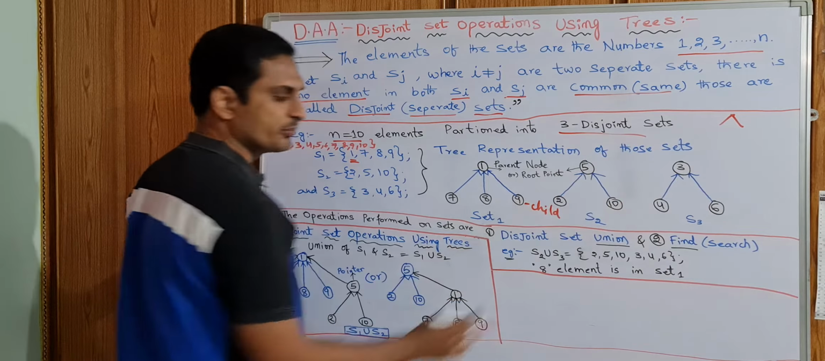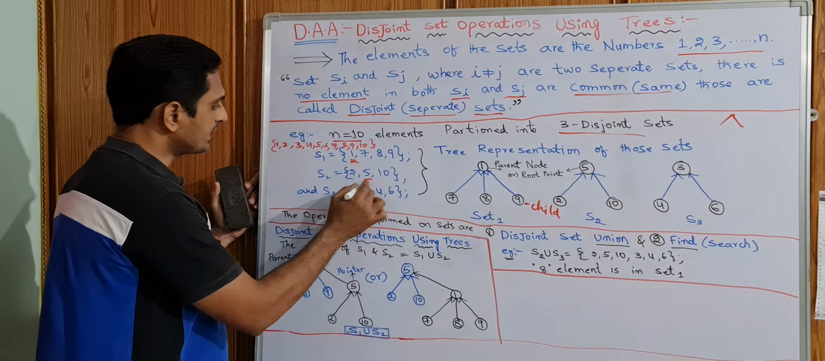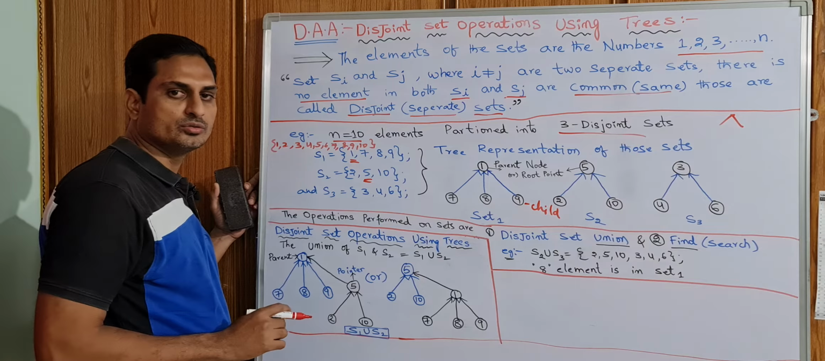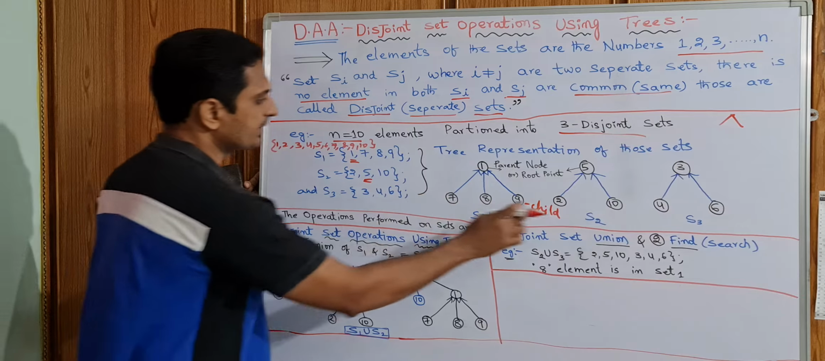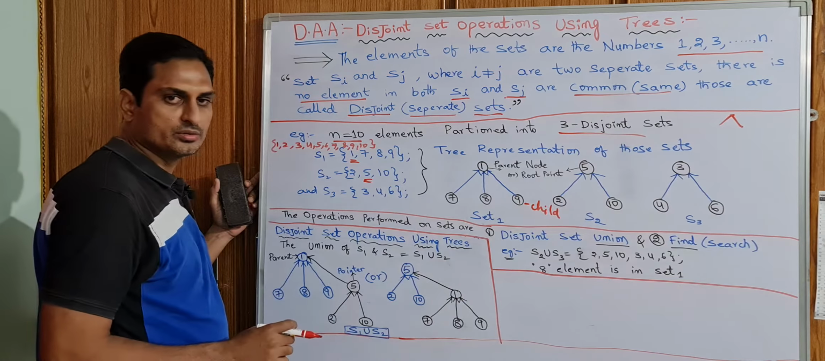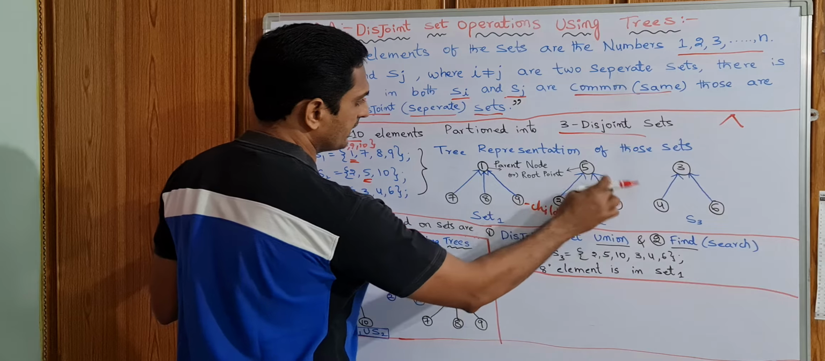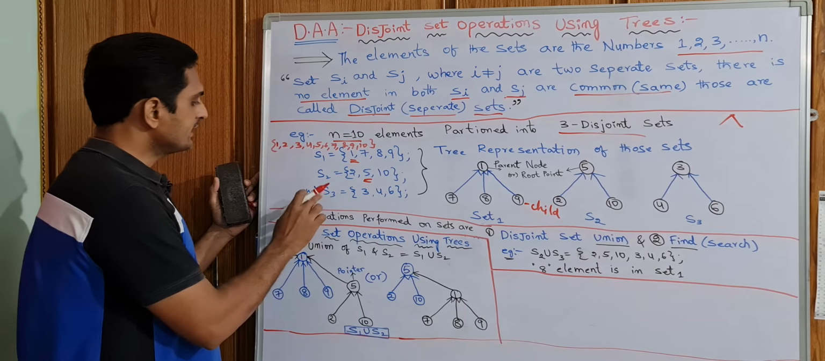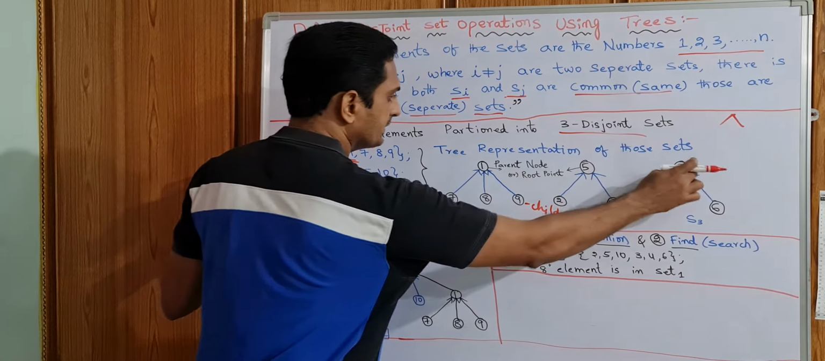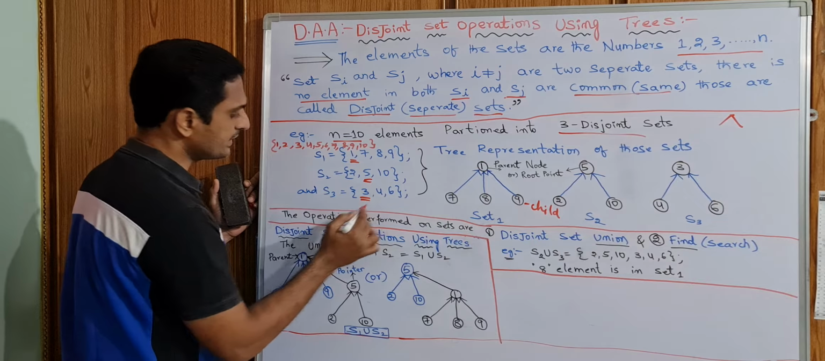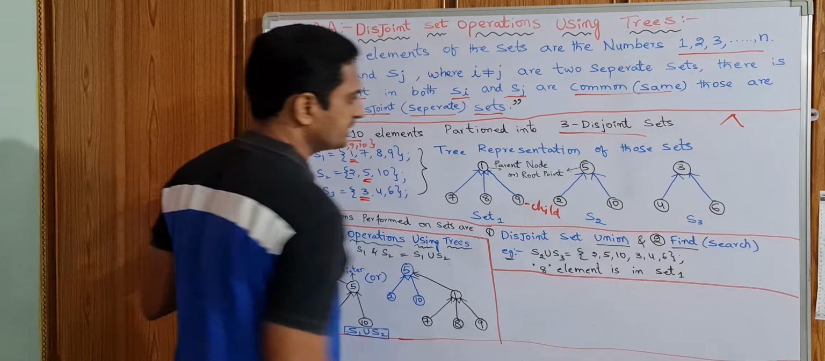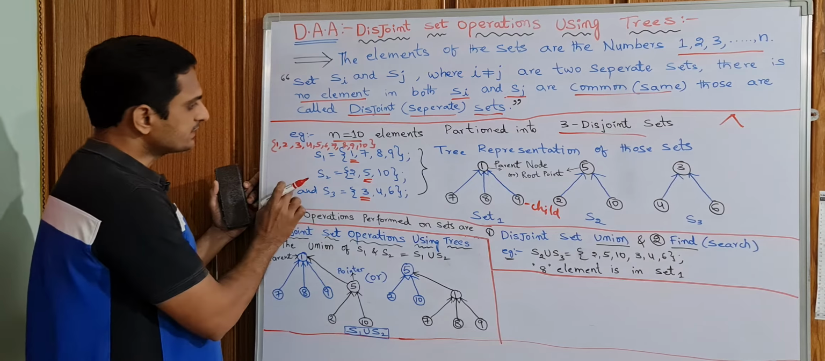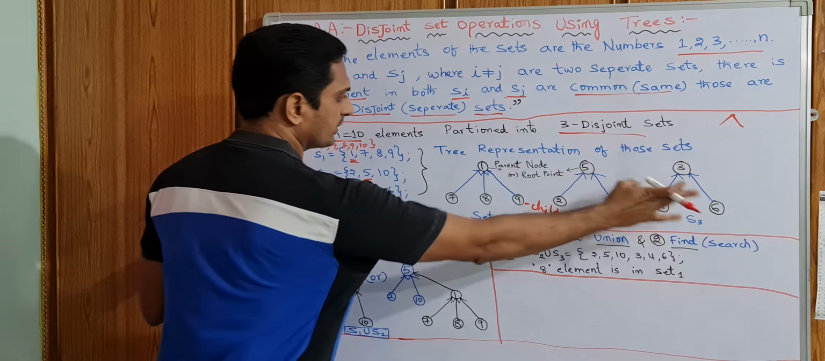Again, in set 2, 5 is taken as the parent node, and 2 and 10 are taken as child nodes. That's why the arrow mark is given. Similarly, in set 3, the element 3 is taken as the parent node, and 4 and 6 are child nodes. This is the tree representation of the 3 sets.